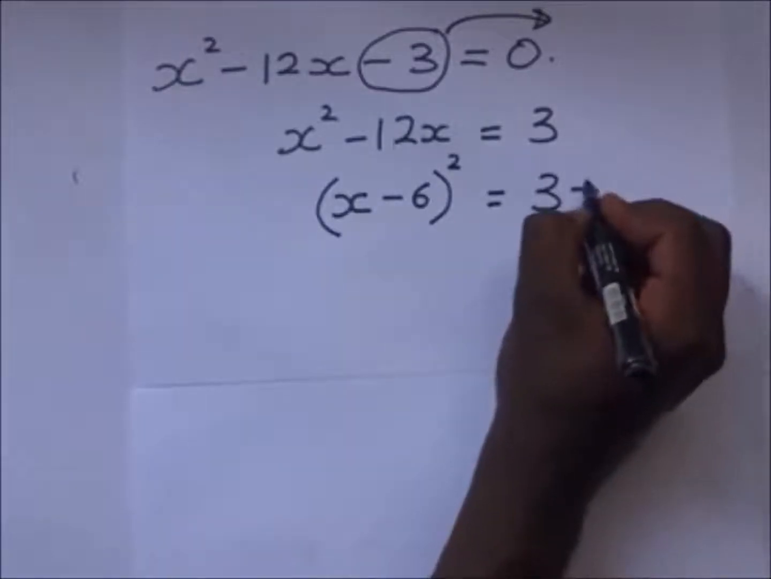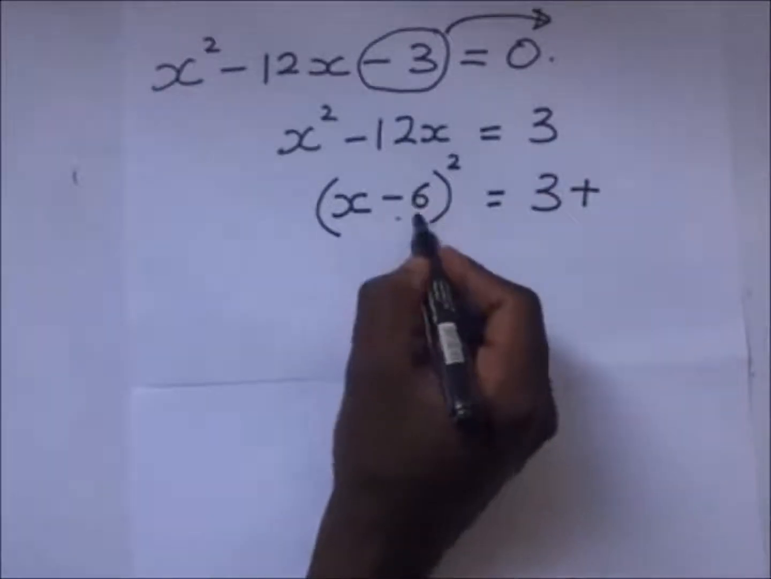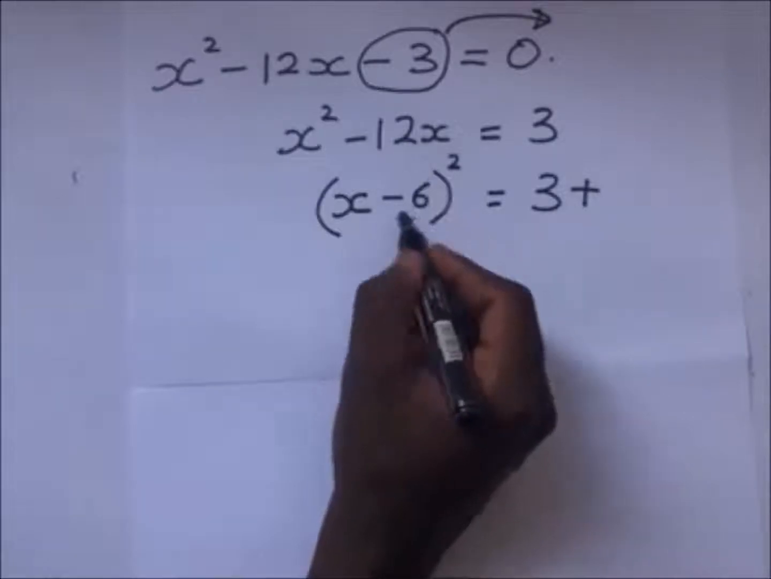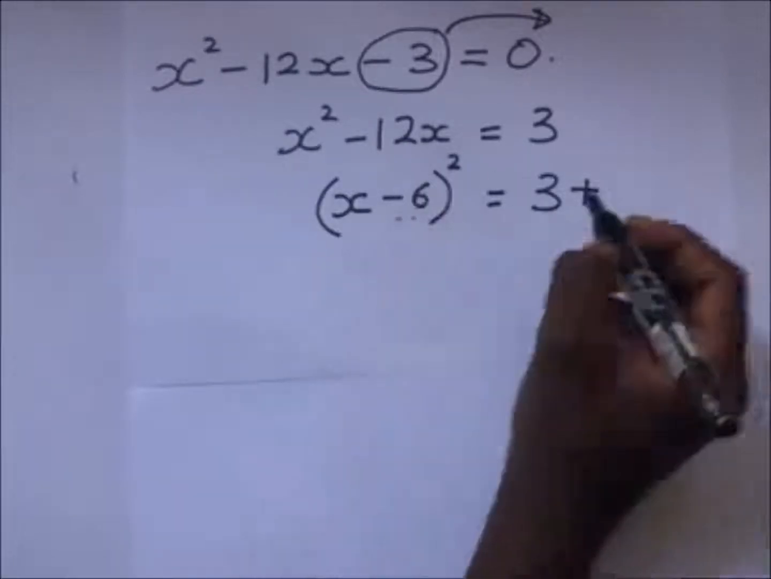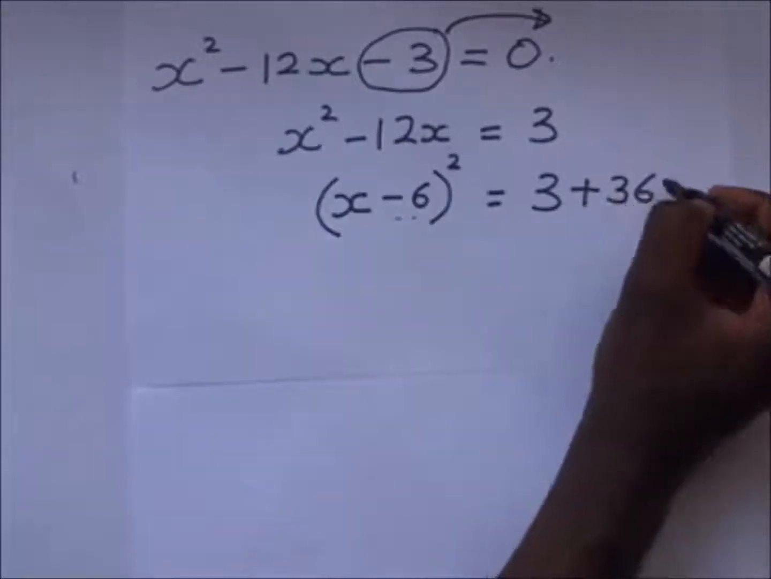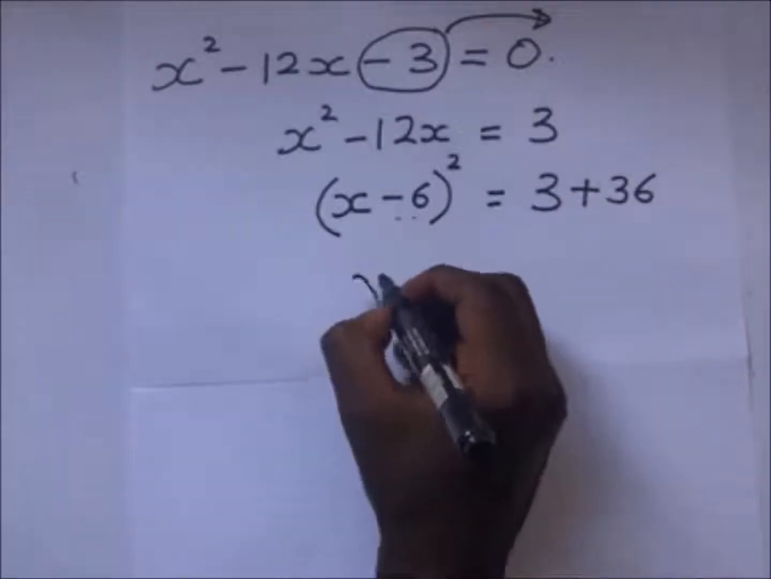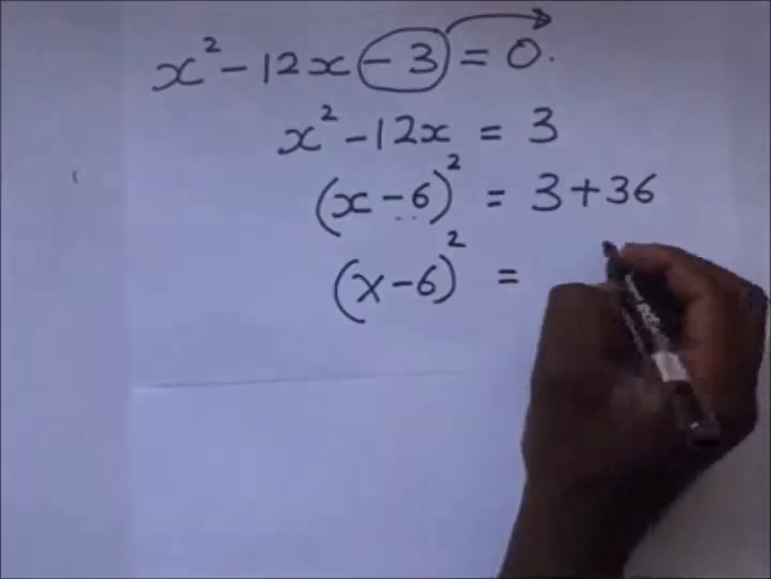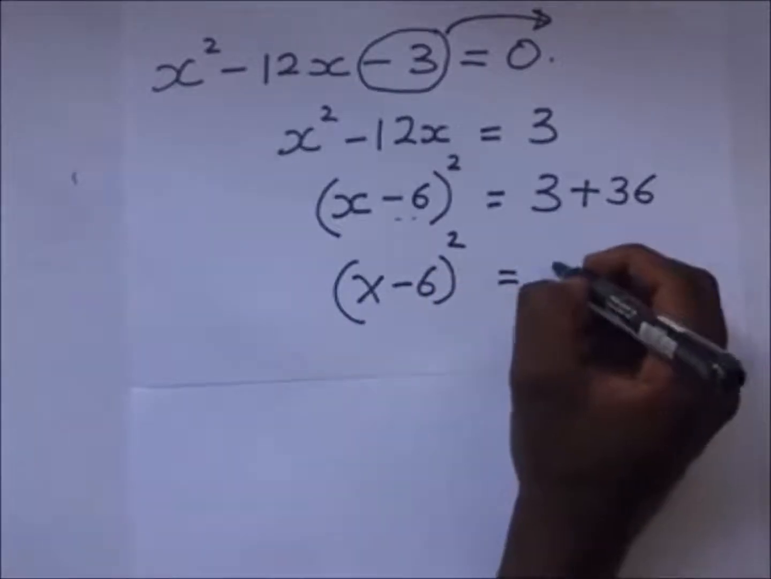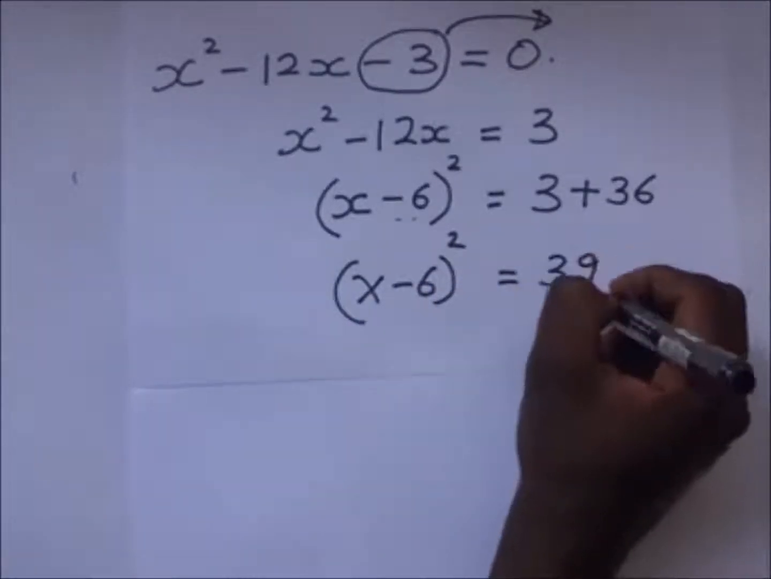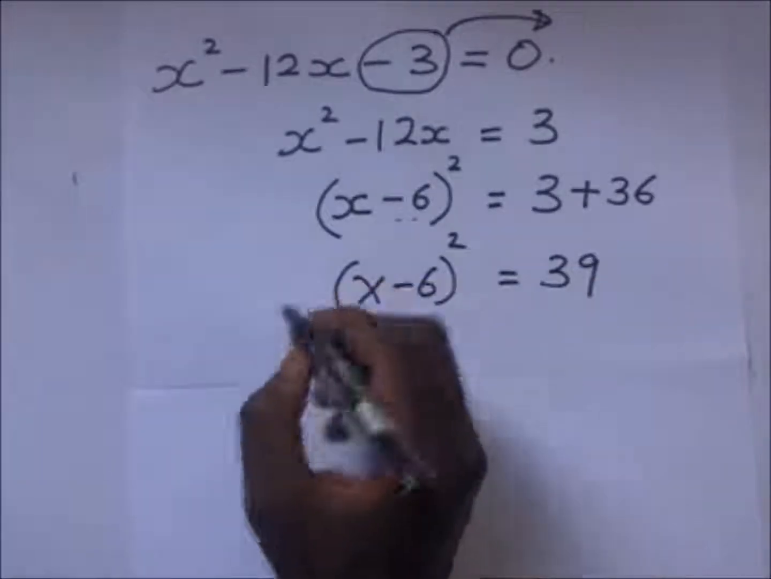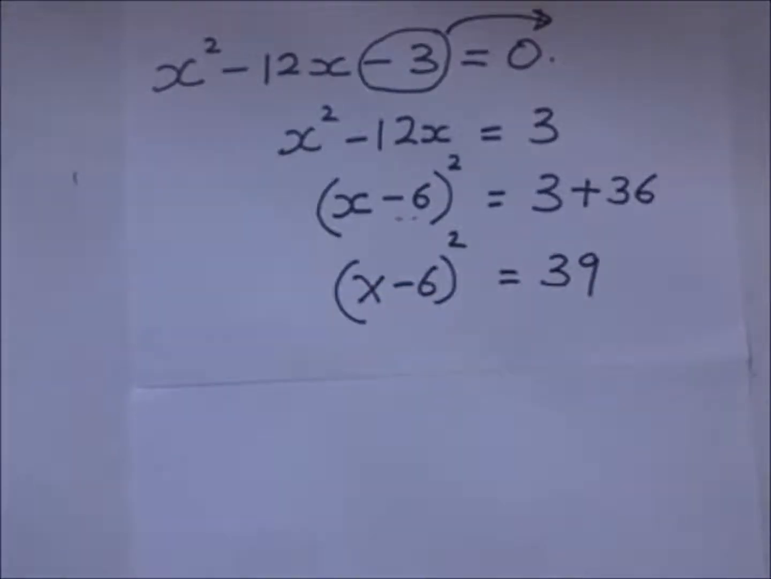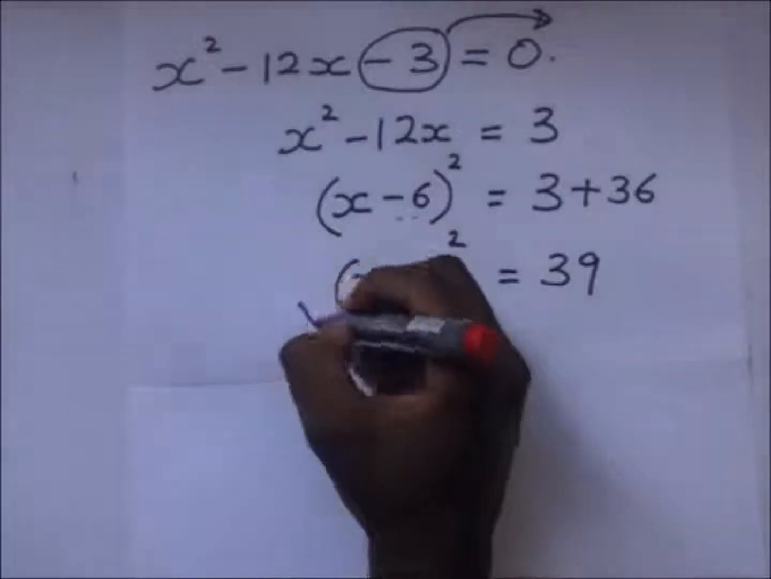Now to 3, we are supposed to add this number squared. So negative 6 squared is positive 36. So it's plus 36. So of course the answer we have here is x minus 6 squared is going to give us 39. We find the square root of the number on both sides and get our values of x.